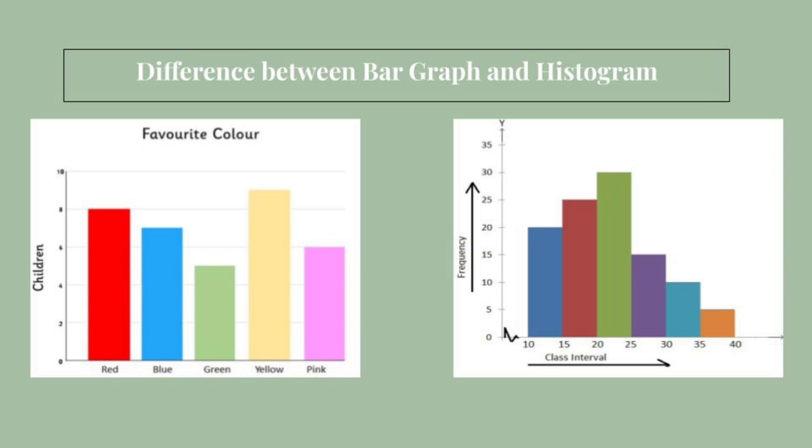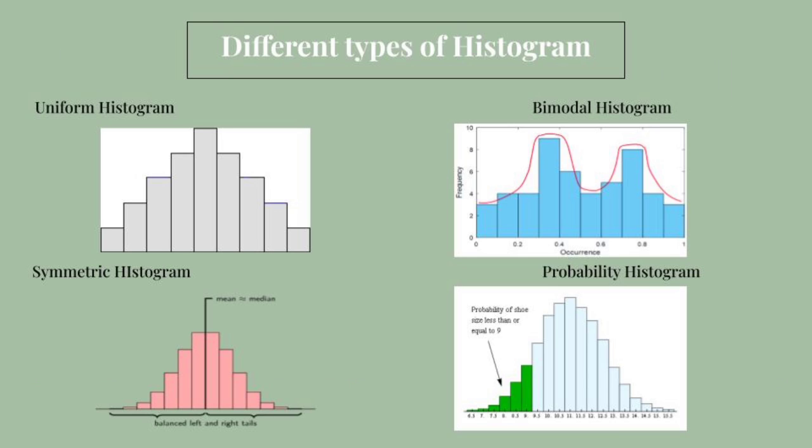Referring to the space of the graph, bar graph bars do not touch each other. Hence, there are spaces between bars, while histogram bars touch each other. Hence, there are no spaces between bars. Next would be types of histogram. The histogram can be classified into different types based on the frequency distribution of the data.